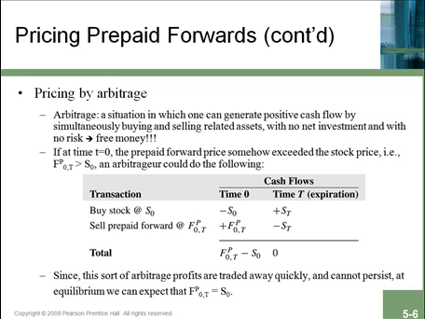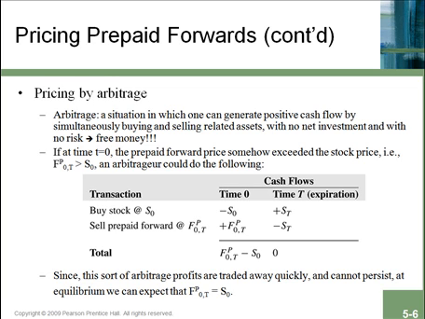Now, an arbitrager is always going to want to sell whatever is overpriced and buy whatever is underpriced. And in this case, you have a prepaid forward contract that is overpriced. Simultaneously, you have a stock that is relatively underpriced relative to the prepaid forward. Obviously, what we'd want to do is buy the underpriced stock and sell the overpriced prepaid forward contract. Now, exactly what cash flows would result from that transaction?